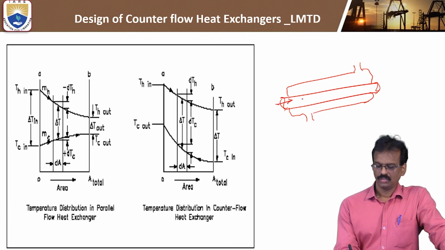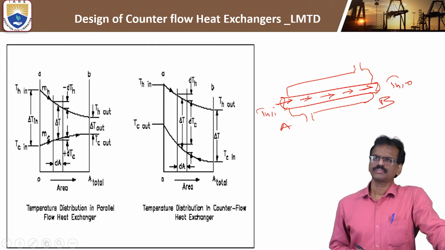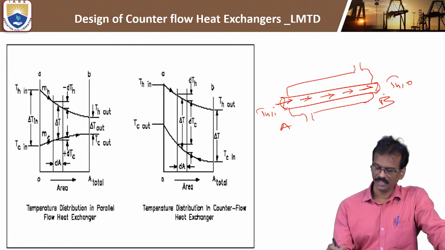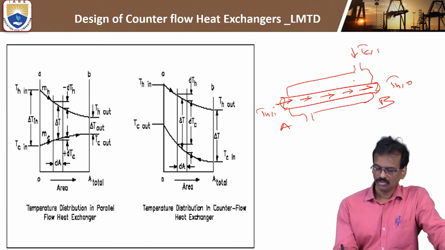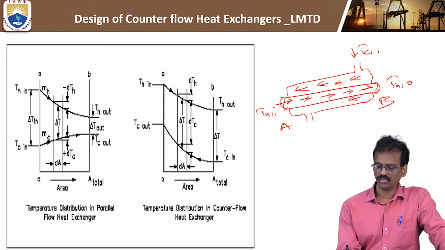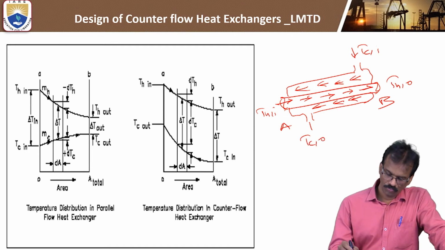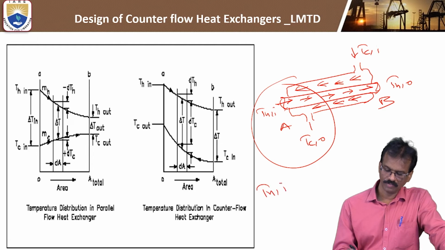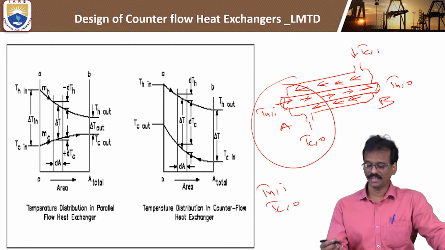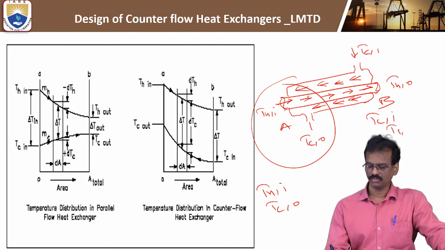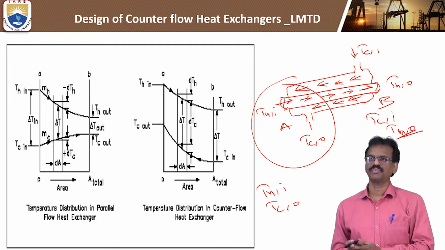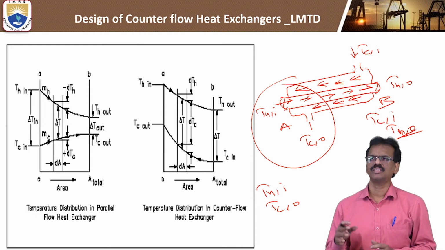So here hot fluid is entering at B, left to right. So hot fluid inlet and hot fluid outlet. But cold fluid enters at A. So this is the cold fluid inlet. It flows in the opposite direction to the hot fluid, like this one. You know that, already discussed in the previous class also. So this one is the cold fluid outlet. So in counter flow, at one end we will see the hot fluid inlet and cold fluid outlet. At the other end, cold fluid inlet and hot fluid outlet. So there is just a small difference between the parallel fluid exchanger and the counter fluid exchanger.